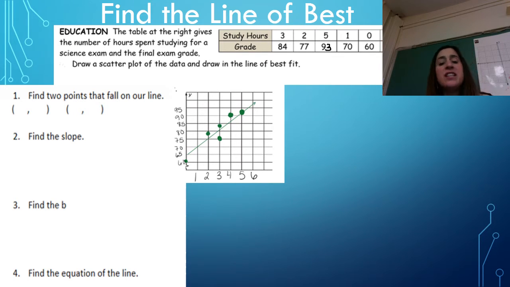As you can see here, this is a positive trend. The more hours I'm studying, the higher my grade is. So that's how I should have my trend line, moving up in a positive direction through my data.